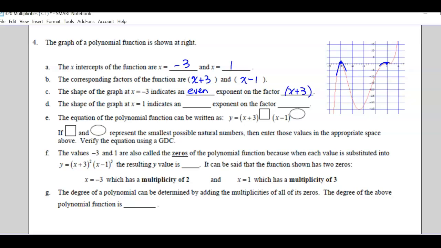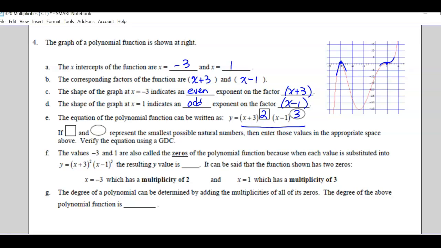Here it has that zigzag leveling off. All right, so that indicates an odd exponent on the factor x minus 1. So here it can be written, we're going to fill in with the exponents. Take a look, it says if they represent the smallest possible natural numbers, those exponents. Because really there could be an infinite number of odds or evens. So we're going for the smallest. And so for x plus 3, smallest even is 2. X minus 1, smallest odd that zigzags through is 3.